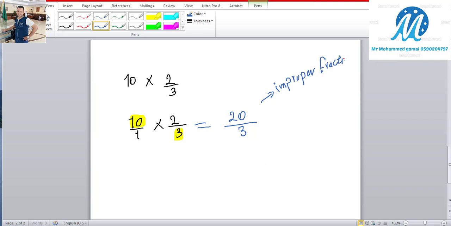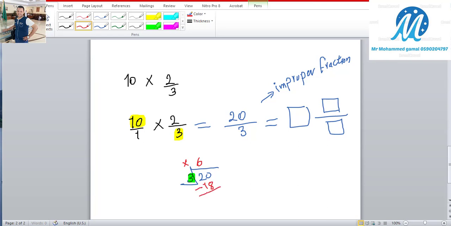So we have to change from this improper fraction to a mixed number by using division. So here is 20 divided by 3. Ask yourself, how many 3s in 20? The closest is 6, because 3 times 6 gives you 18, but 3 times 7 is 21, which is more. I cannot make it more, I can make it less. So 3 times 6 is going to give you 18. When you subtract 20 minus 18, the remainder is 2.